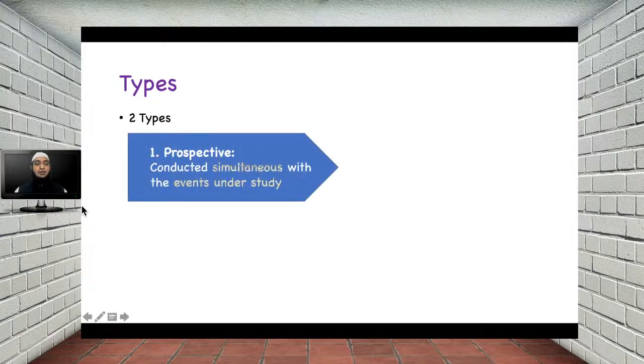Let's see what the different types of cohort study are. There are two types of cohort study. The first type of cohort study is called the prospective study. Now what do you mean by prospective study?